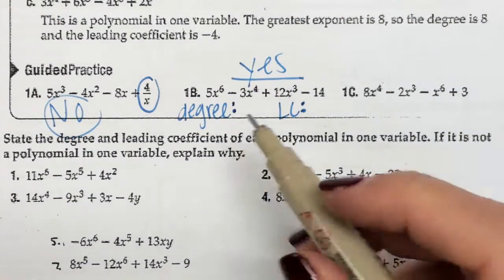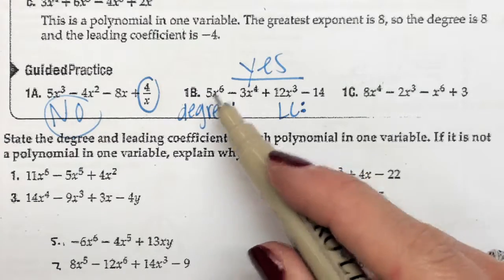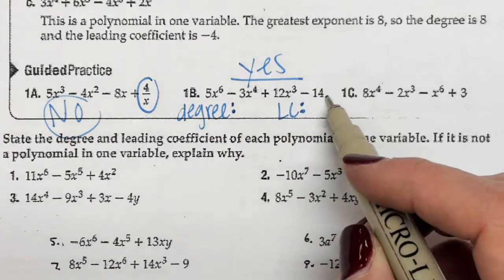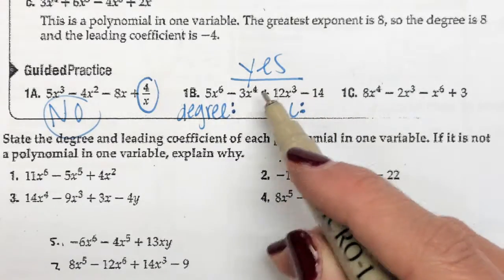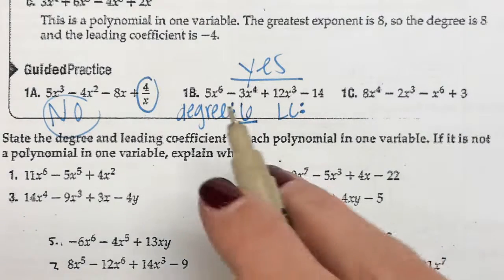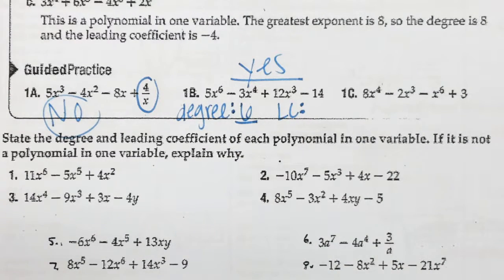The degree is dealing with exponents. What's the exponent here? Good, 6. This one's 4. This one's 3. This one's 0. Which one's the biggest one? 6, that's our degree. Whatever the biggest exponent is, that's your degree of a polynomial.